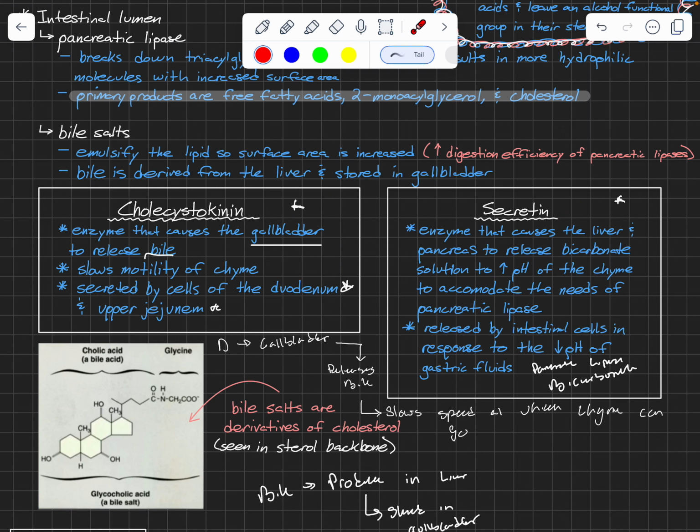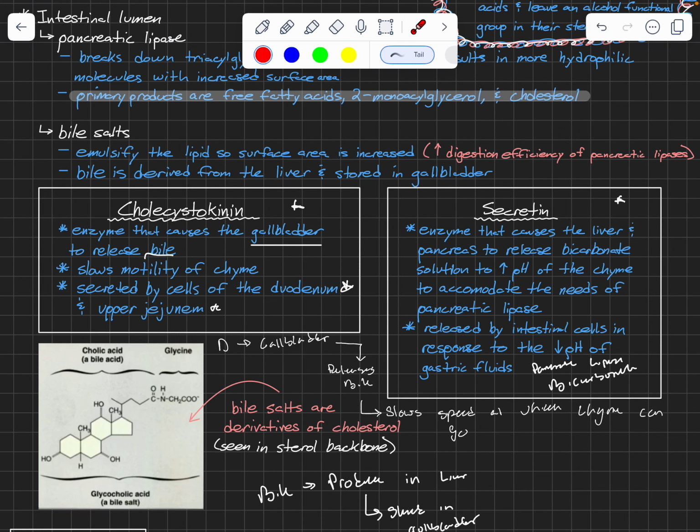Cholecystokinin is telling our body that we should release bile. It sends a hormone that gets in contact with the gallbladder, and the gallbladder releases the bile. If we remember, the liver creates bile, and the gallbladder just stores it and allows it to be released into the intestinal lumen. The main function of bile is that it slows the motility of the chyme.